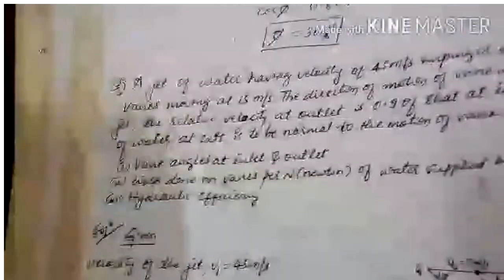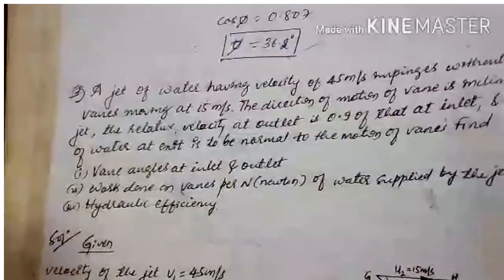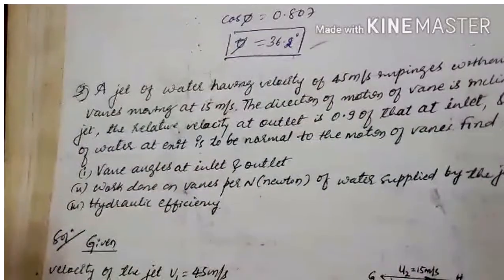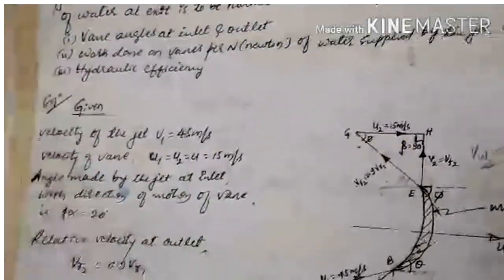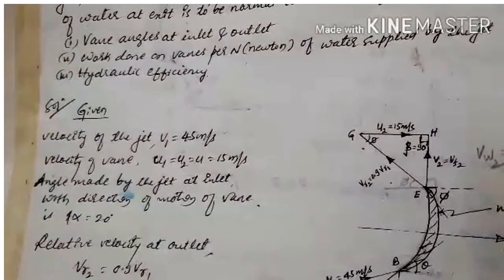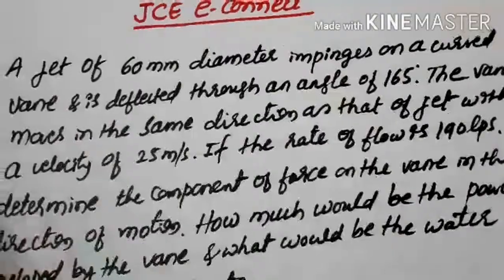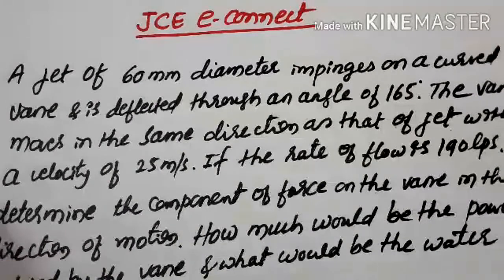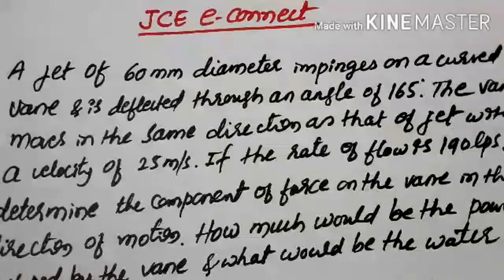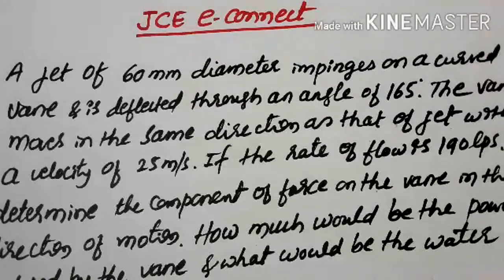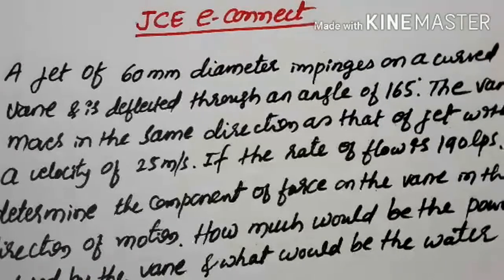So this is a simple problem. Please solve this kind of problems, very simple. You only have to remember how the jet is leaving the vane. So refer to any textbook, and solve the problems given in the textbook. Practice solved problems only, and you will understand in a better way. We will continue with some more problems on impact of jet on curved vanes, considering the velocity triangle.